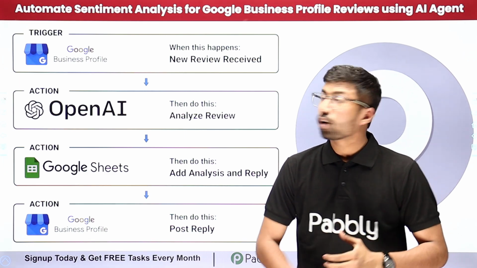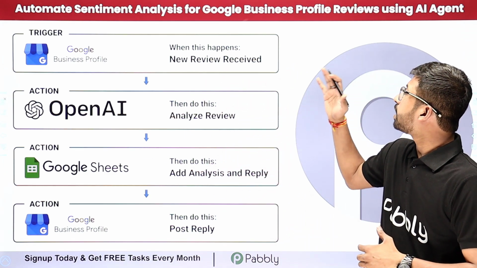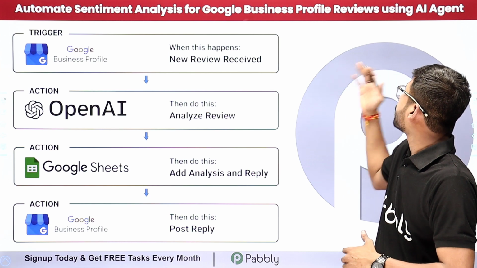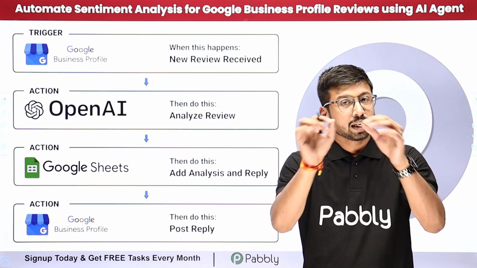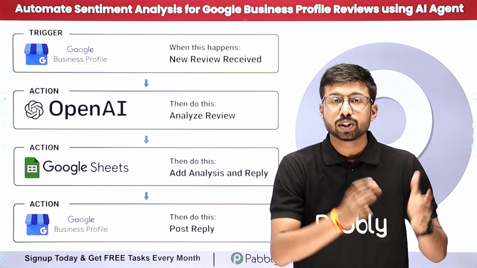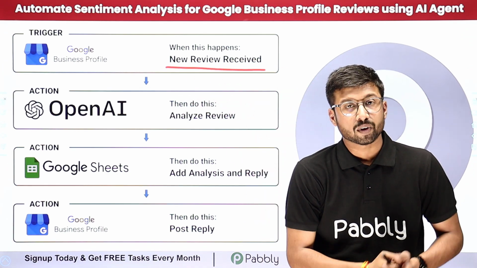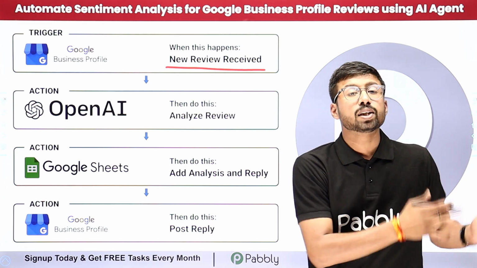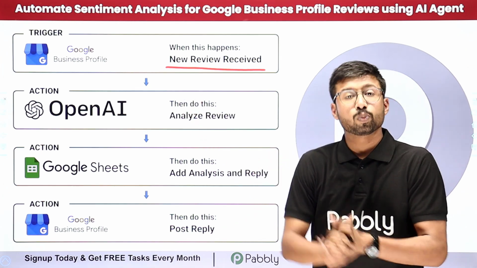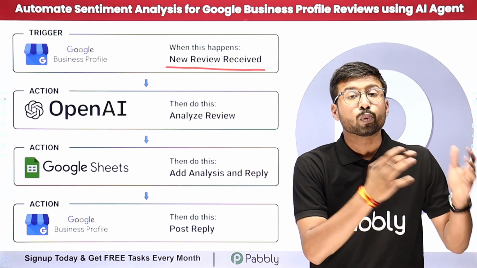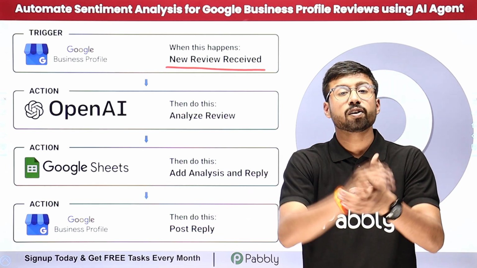So in this video, we are going to learn how to automate sentiment analysis of Google Business Profile reviews using an AI agent. Now we are going to build an AI agent in this video which will capture the new reviews which we are receiving on our Google Business Profile. After getting this new review, this AI agent will send the same review to OpenAI. And using OpenAI, we are going to do the sentiment analysis of the review as well.